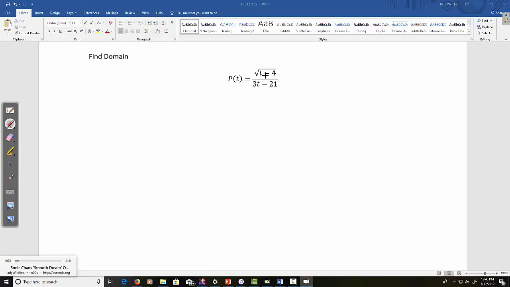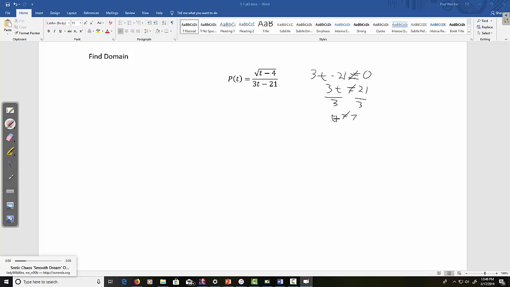In this one, we actually have a square root. We also have a division. So let's start with what we've already done. We know the bottom cannot be 0 in the domain. So I set that up. So if I solve for t, 3t would not equal 21. Divide by 3, divide by 3, t would not equal 7.